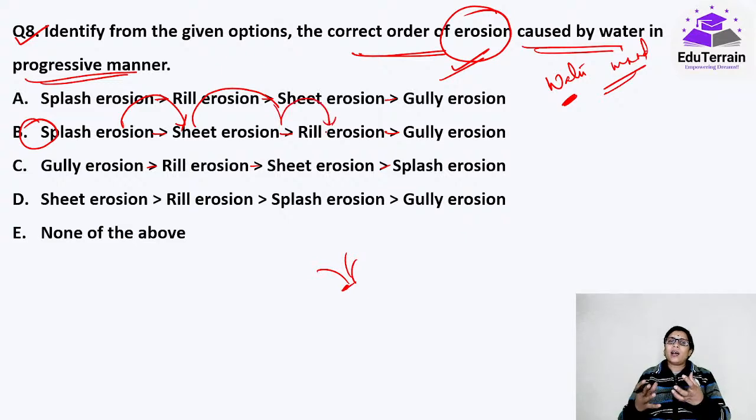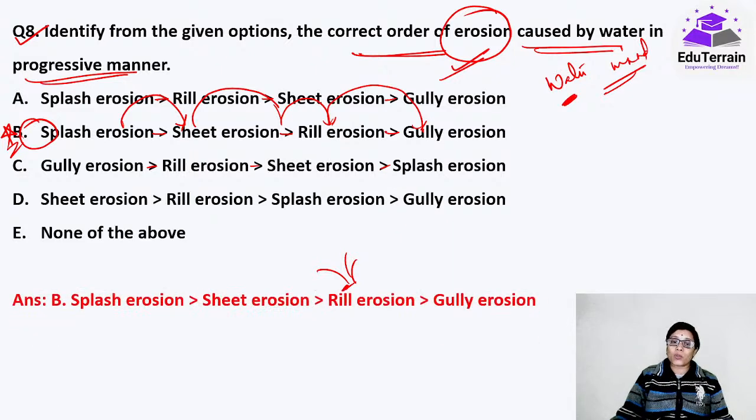What is a rill? They are unbalanced channels of less than 30 centimeters. Then slowly these small rills, finger-like structures, are formed. Now this will become gullies. These are huge channels where the soil is completely washed away. Okay, and this is the correct answer. Splash will lead to sheet to rill to gully.